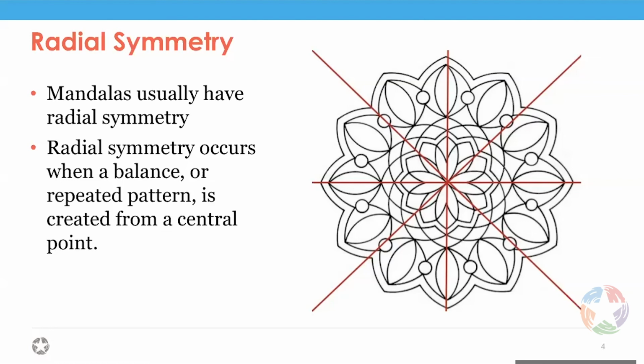So as you can see in the image on the screen, the design is segmented into equal parts from the center. And if you look at the patterns closely, you're able to see that the patterns repeat in each segment. So if you were to take it out and place it on top of another segment, you'll see that the pattern is identical.